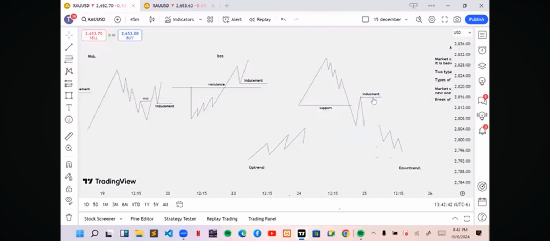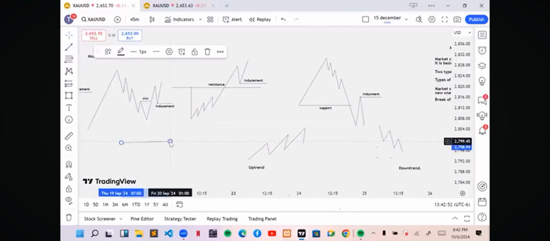Now, the pullback can be multiple candles and it can also be one candle. Everything depends on the time frame. Let's say there are 5-minute candles and it's 10: 1, 2, 3, 4, 5, 6, 7, 8, 9, 10. On the 1-hour time frame, it can just be a single candle. On the 5-minute time frame, it can be 10 candles. So how many candles it is does not really matter.